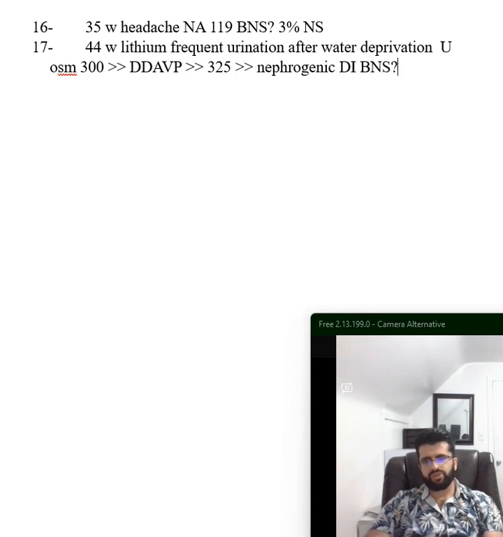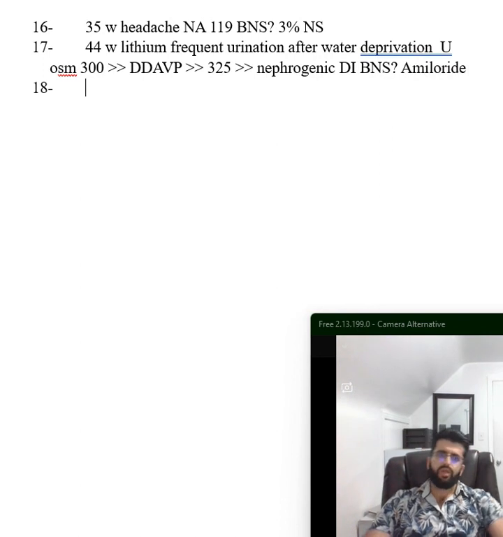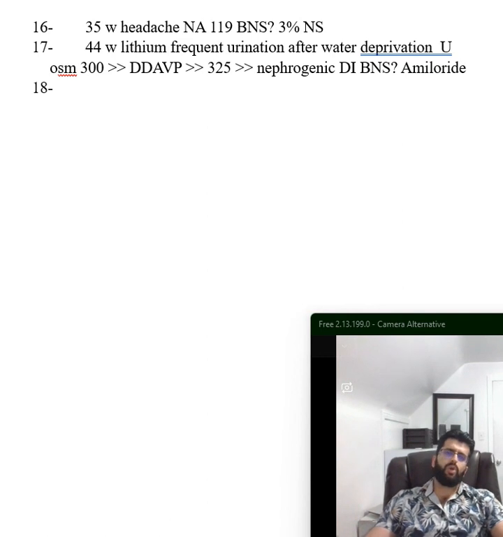And then they ask you what is the treatment for that. Treatment is amiloride, okay? Because if you can't stop lithium, if it's needed, then you just give amiloride. Now this brings us to how you do the water deprivation test. I kind of explained it here.